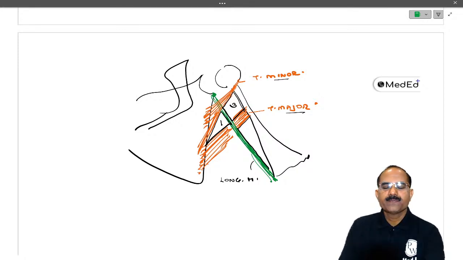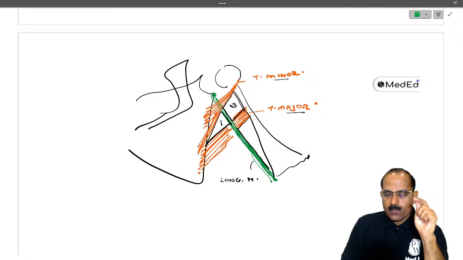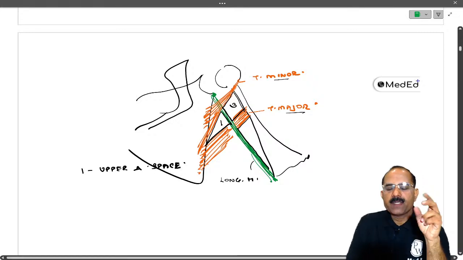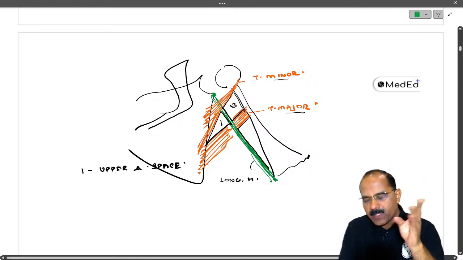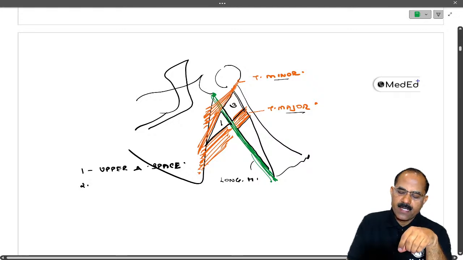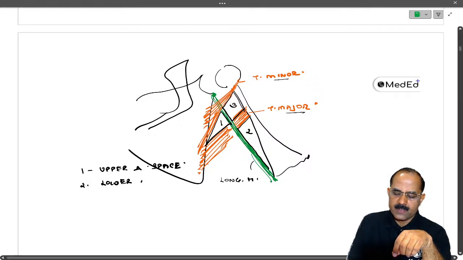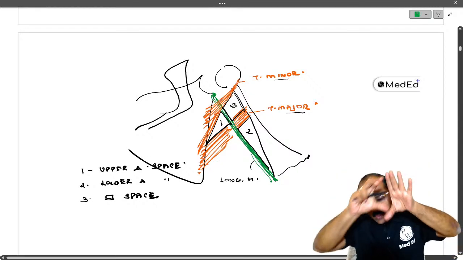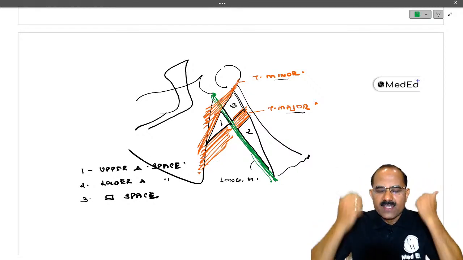Yes, number 1. Number 1 is the upper triangular space. What will be the boundaries of the upper triangular space? Teres minor, teres major, long head of triceps. Number 2 is the lower triangular space and number 3 is the quadrangular space.